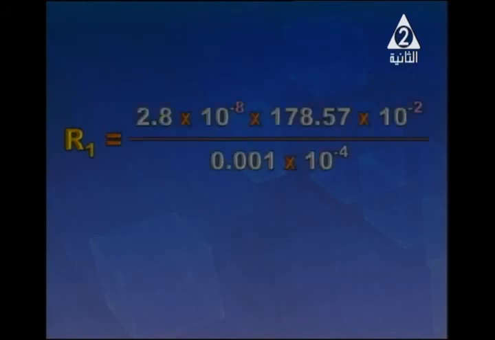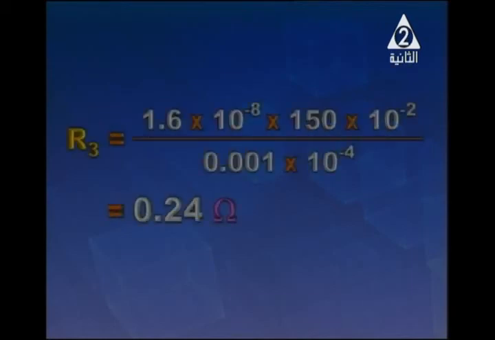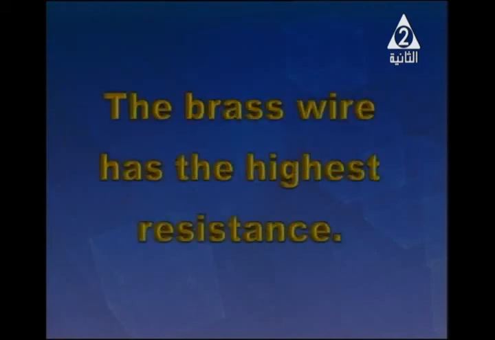So the resistance of the first wire: all information is given, but length should be in meter, area should be in meter squared. Resistance of the first wire is equal to 0.5 ohm. This is the resistance of the aluminium wire. Resistance of the second wire, using the same formula, is 1.6. The first 0.5, the second 1.6, third 0.24. So the brass wire has the highest resistance.